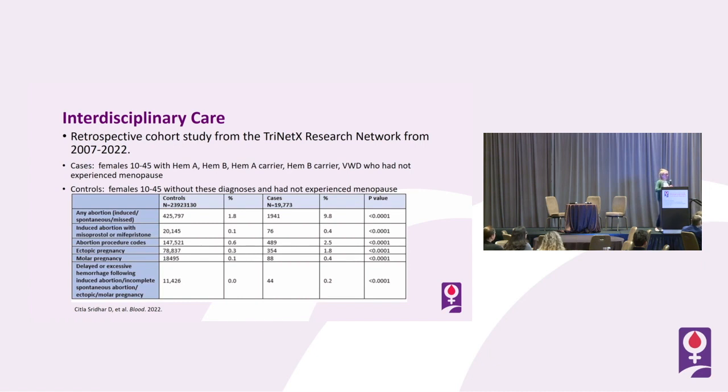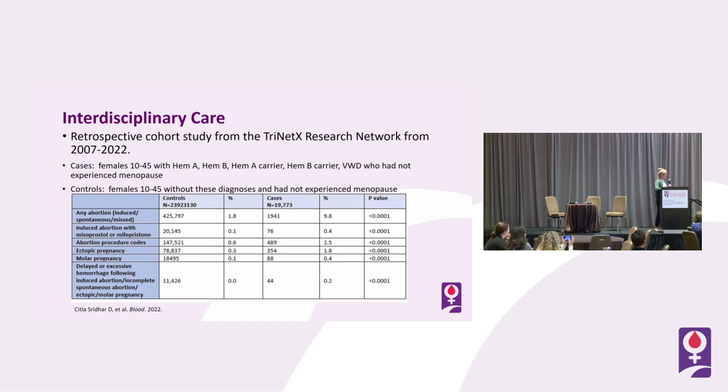There was an ASH abstract at ASH 2022 that I just wanted to call attention to. It was a retrospective cohort study looking at females 10 to 45 with hemophilia A or B, hemophilia A or B carriers, or von Willebrand's disease who had not yet experienced menopause, and controls, females 10 to 45 who also had not experienced menopause. They compared abortions and other early pregnancy complications between the cases and controls.